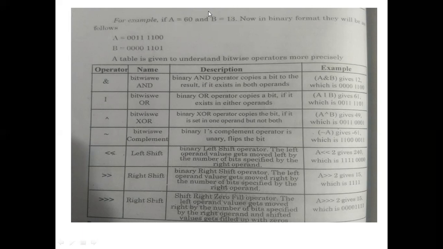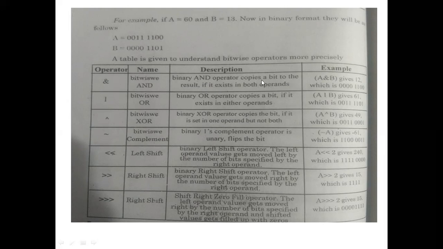Now in binary format, the binary value of 60 is written A equal to this one and B equal to this one. This is 00111100. This is the binary value of 60 and this is the binary value of 30. So a table is given to understand bitwise operator more precisely. Operator ampersand is known as bitwise AND. This is bitwise OR. This is bitwise XOR. This is bitwise complement. This is left shift, and right shift.